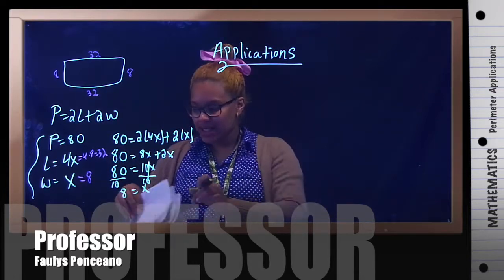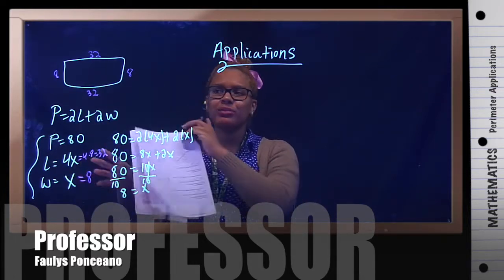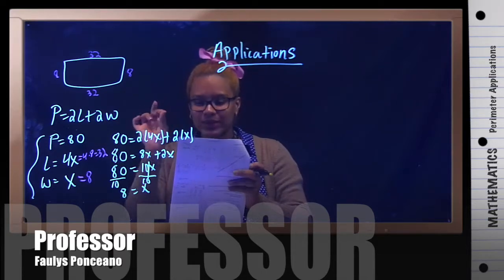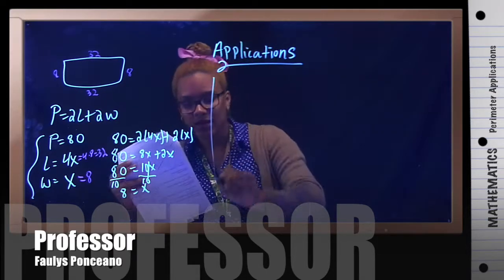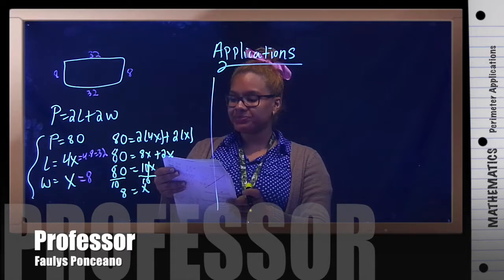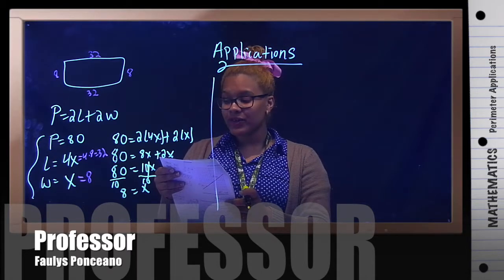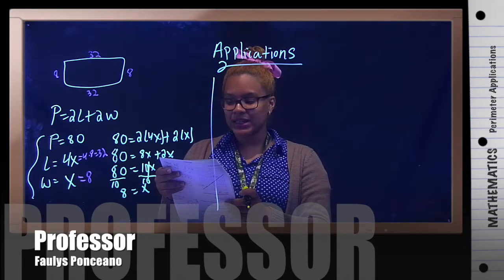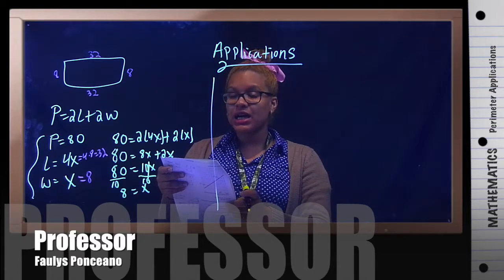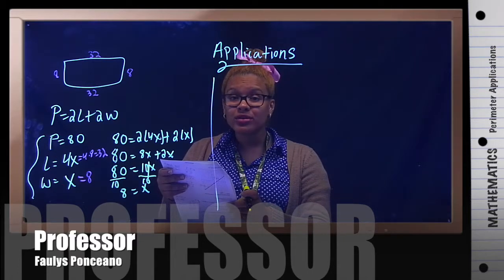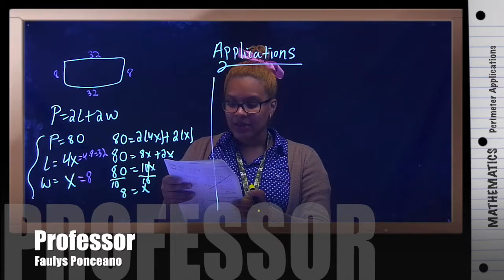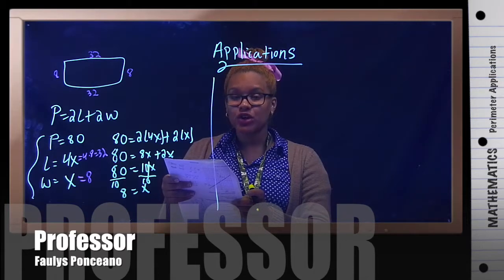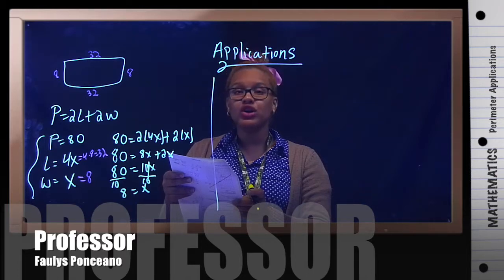Okay, next example, we're going to do it right here too because it's very similar to this, just with a little twist. So let me put a line over here. It says, the length of a rectangular garden is 9 feet longer than its width. The garden perimeter is 194 feet. Find the width of the garden.